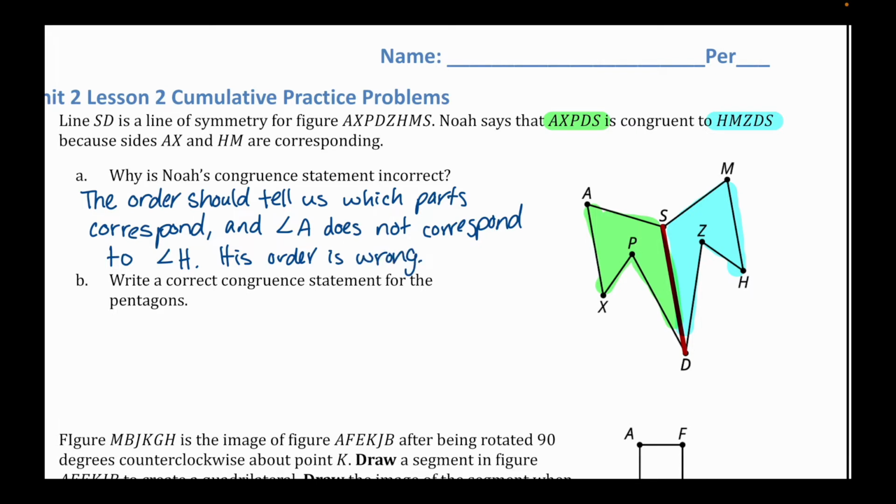Okay, so if we want to write the correct congruent statements, we can still stay with AXPDS. That is going to be congruent to MHZDS. Not HM. That's the only difference, but it's an important one.